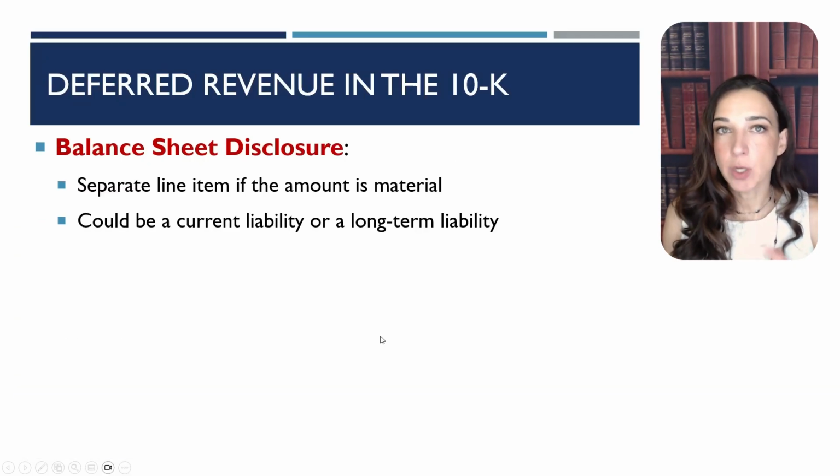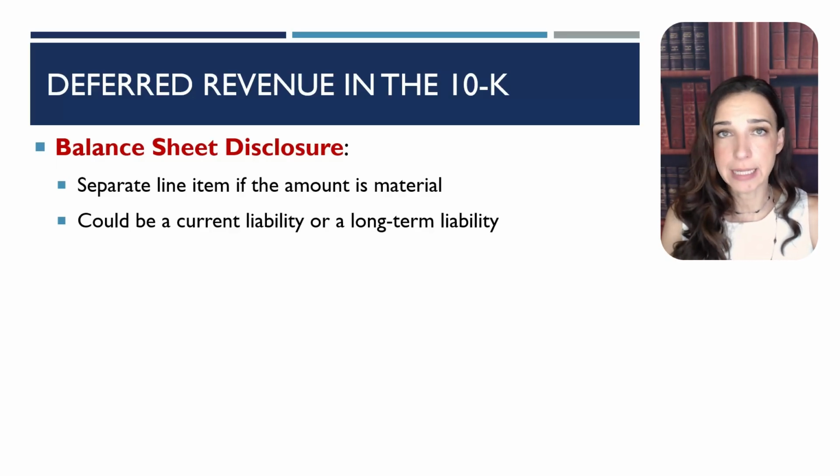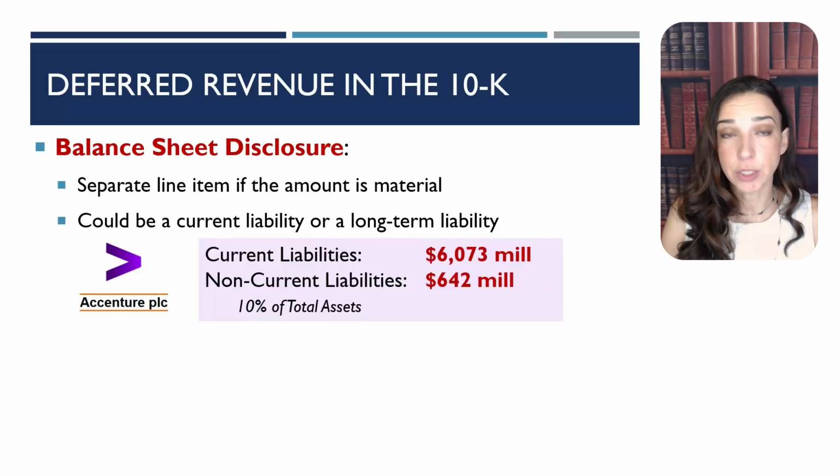Is this line item going to be separately disclosed on the balance sheet, or is it going to be rolled together with some other items? That depends on materiality. If the line item is big enough, it will be disclosed separately, and that's going to be specific to every given company, relative to their size and what's important to them. It is very often going to be a current liability, but if you have a situation where the work for the customer is not expected to be completed for 12 months or longer in the future, it could be a long-term liability.